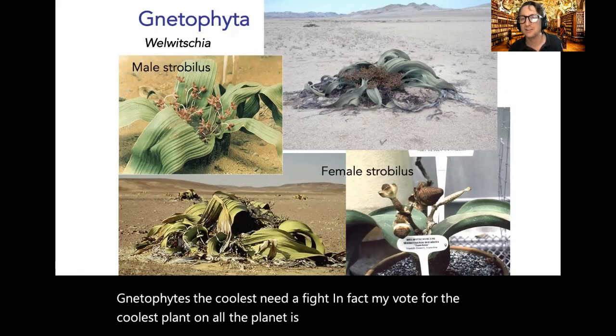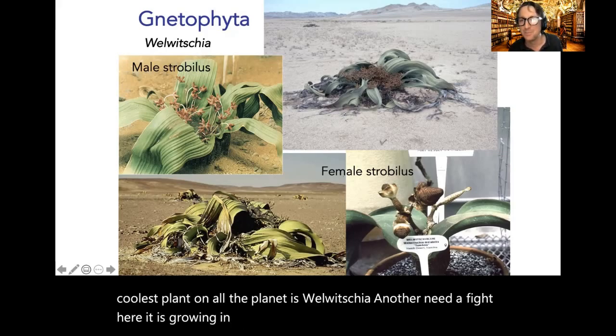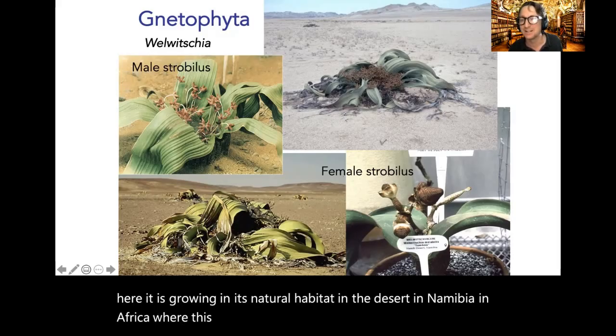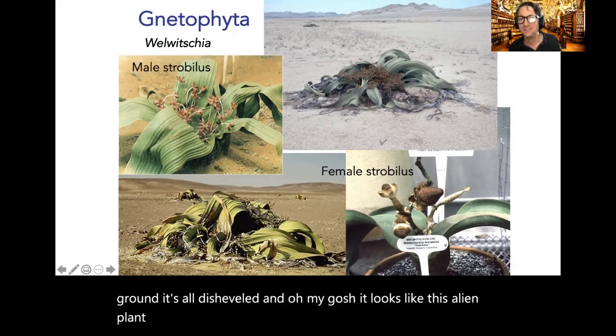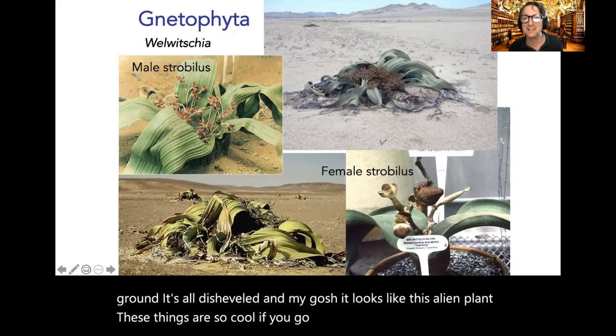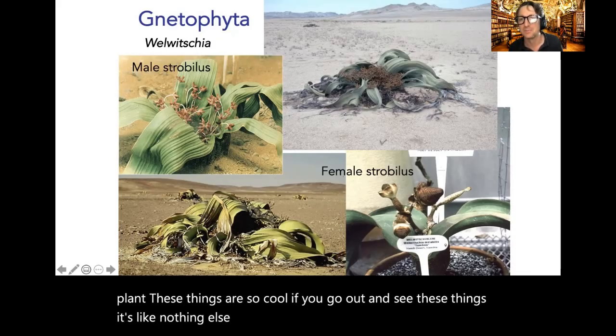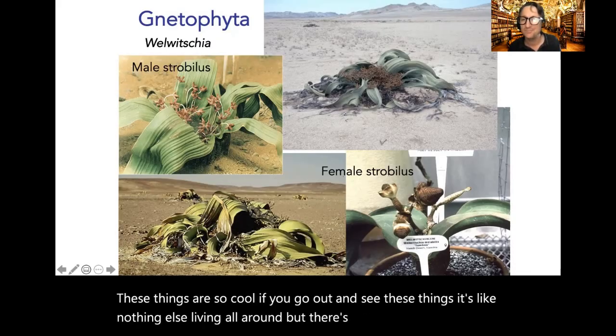Gnetophytes. The coolest gnetophyte, in fact my vote for the coolest plant on all the planet, is Welwitschia, another gnetophyte. Here it is growing in its natural habitat in the deserts in Namibia in Africa. Look at this thing. It's like these leaves are vomited on the ground. It's all disheveled and oh my gosh, it looks like this alien plant. These things are so cool. You go out and see these things. It's like nothing else living, all around, but there's this Welwitschia.